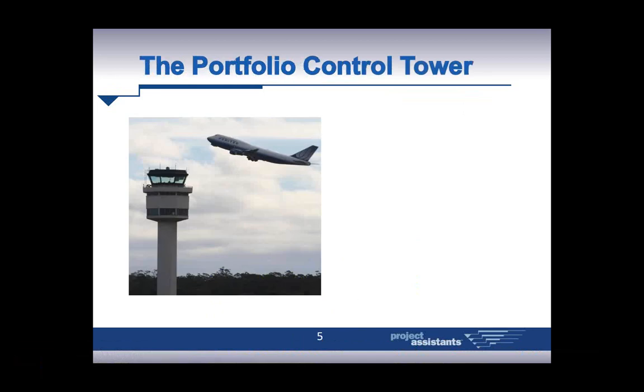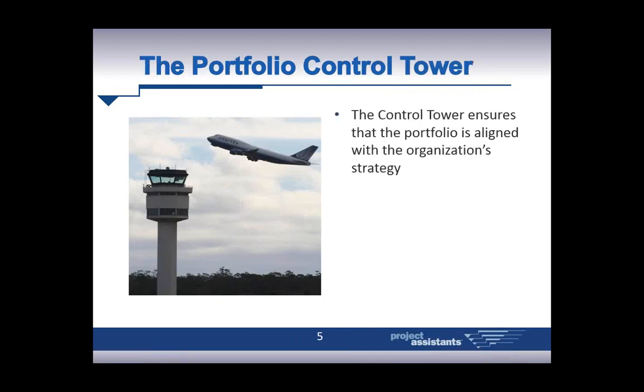Okay, so the portfolio control tower, what we really think about is that this control tower really ensures that the portfolio is aligned with the organization's strategy. So we like to use this analogy of how we have a number of missions underway or a number of projects underway to fulfill the mission, and that there's a way for us to monitor the activity. And typically, in Microsoft Project, that control tower or that dashboard is really what gives us those key performance indicators.